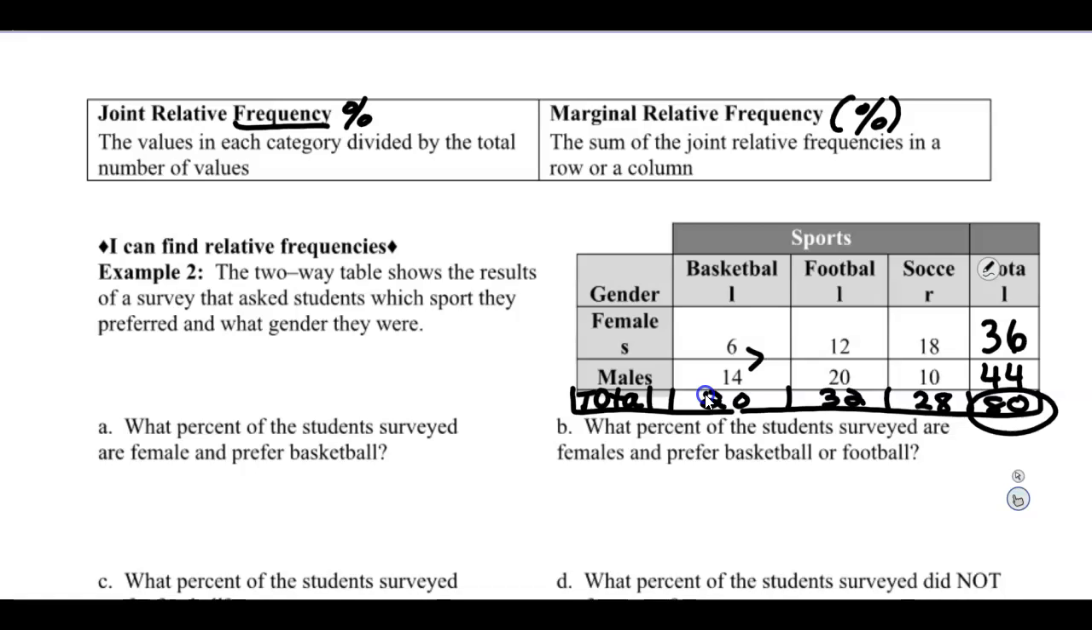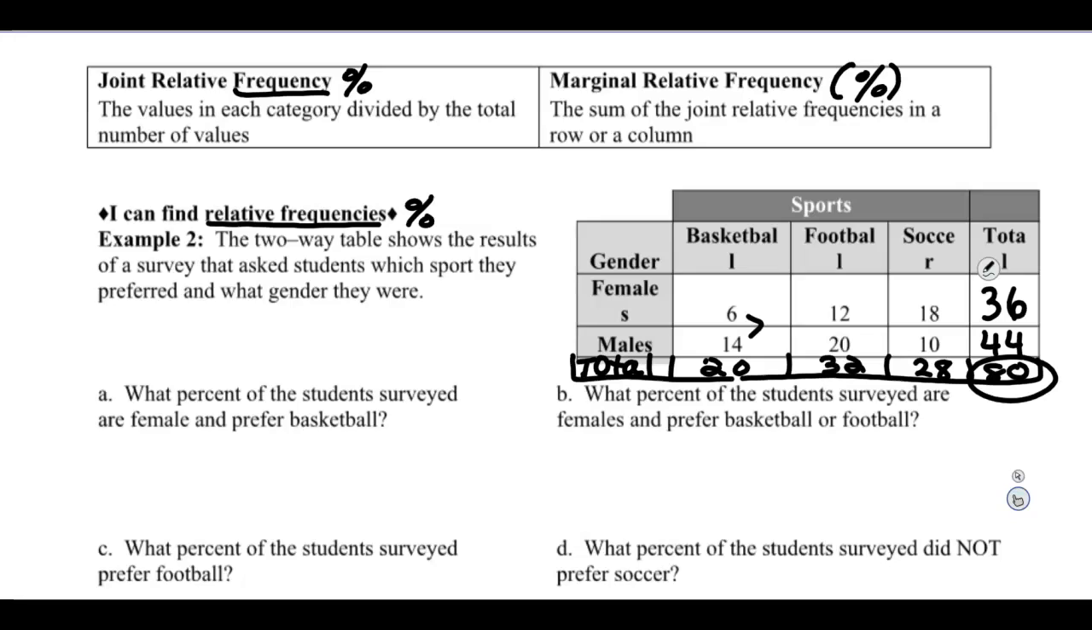So now, for example 2, the relative frequencies, it's going to ask you about a percent. So this is just giving you information. They did the two categories. We got females and males, and then sports. Okay, so gender and sports, what they preferred or played. All right, so what percent, that's how we know it's a relative frequency, of the students surveyed are female and prefer basketball. So this is where we have to find a joint frequency because it's asking are female and preferred basketball. For relative frequencies, we're always going to put it over our total, which is 80.